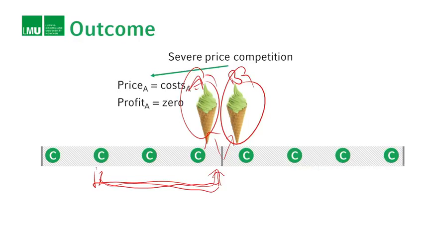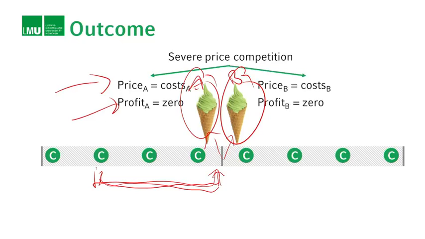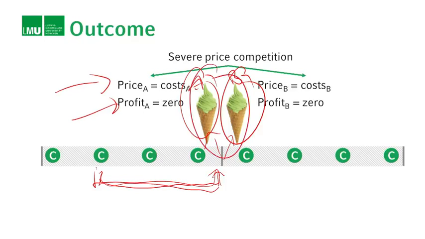So what's going to happen? Prices by firm A are going to be equal to cost, and profits by firm A are going to be zero. Prices for firm B are going to be equal to their cost, and profits are going to be zero. In other words, we're back in the Bertrand paradox. So both firms make zero profits. Why? Because they're selling the same product at the same location. So there is no product differentiation.